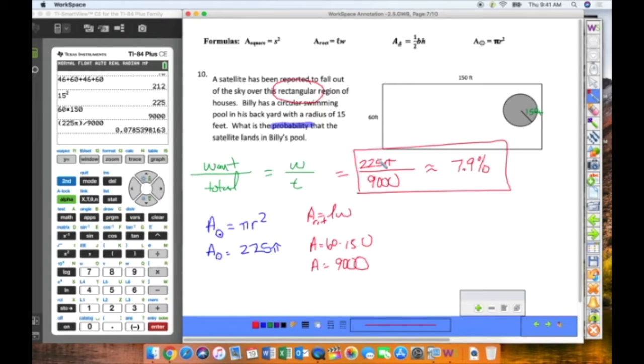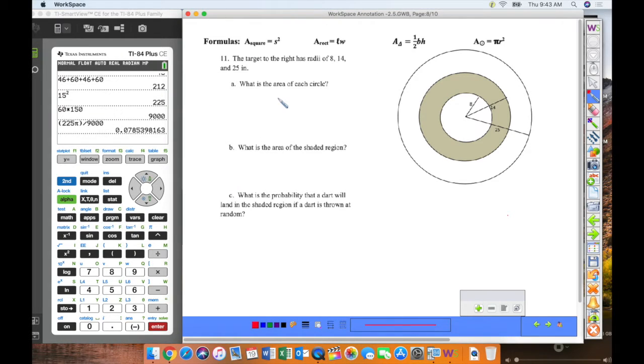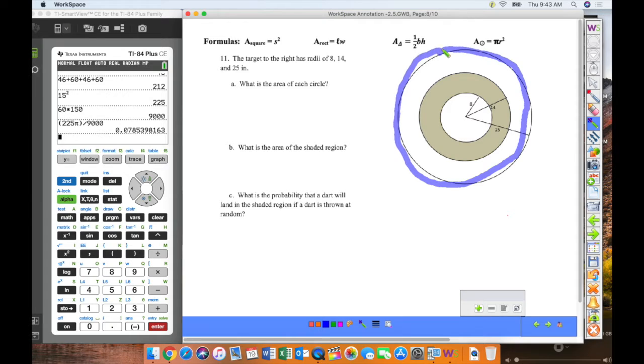So we did geometric probability. We wanted it to land in the pool. This is the area of the pool, and the total area is 9,000. So on number 11 here, we've got ourselves a target. The target has 3 basic circles. So what I'll do is grab ye old highlighter, and we'll call this outside guy a big blue circle. And then inside of that, I've got this orange circle. And then inside of that, let's go with this green circle. So there's 3 circles there in that situation.